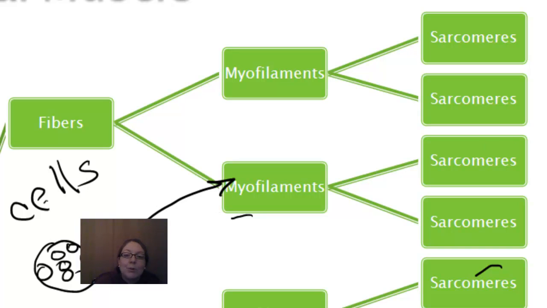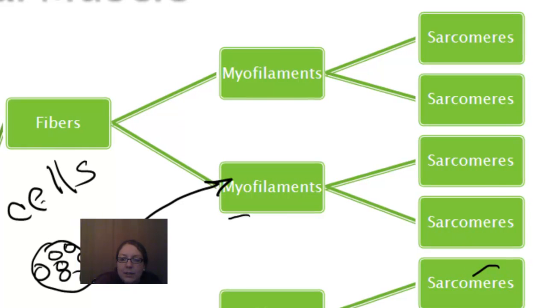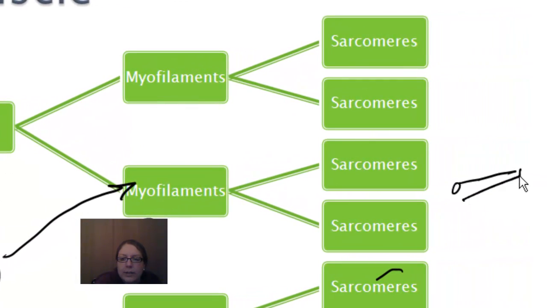Now we're almost to the important part here. If you take out one of those myofilaments and look at it, it's like a little cylinder with different bands. And each of those bands is a sarcomere. That's the smallest unit of muscle that contracts. So if we want to lift this pencil, a few sarcomeres had to contract and shorten. Those few sarcomeres make up some myofilaments, and those myofilaments make up fibers, and we finally get a whole muscle to shorten and contract.